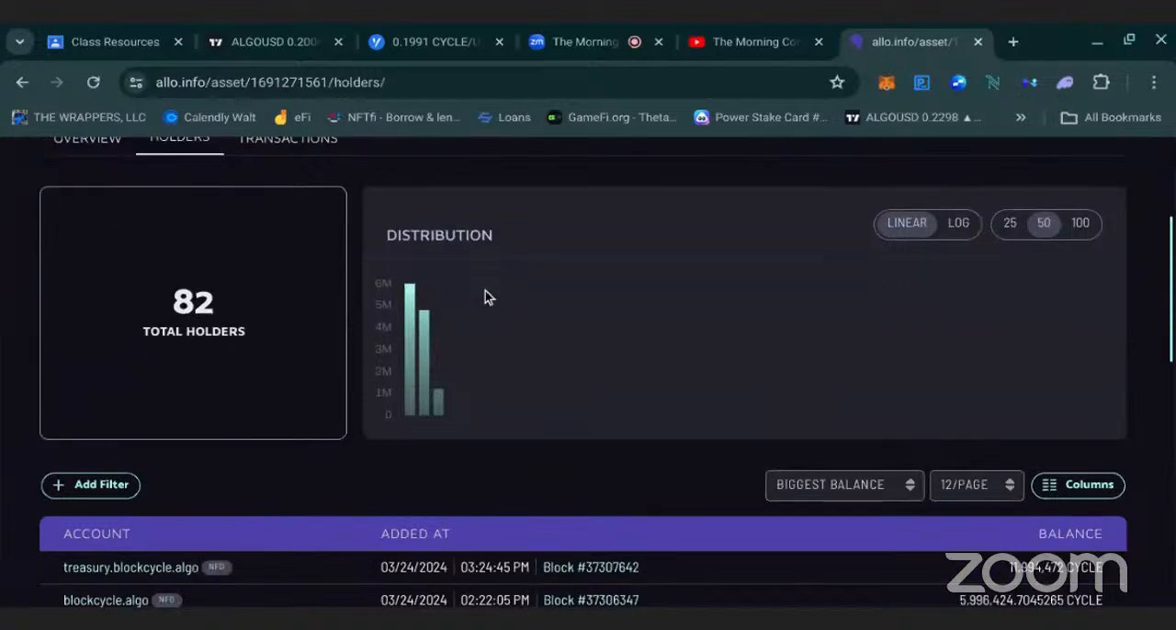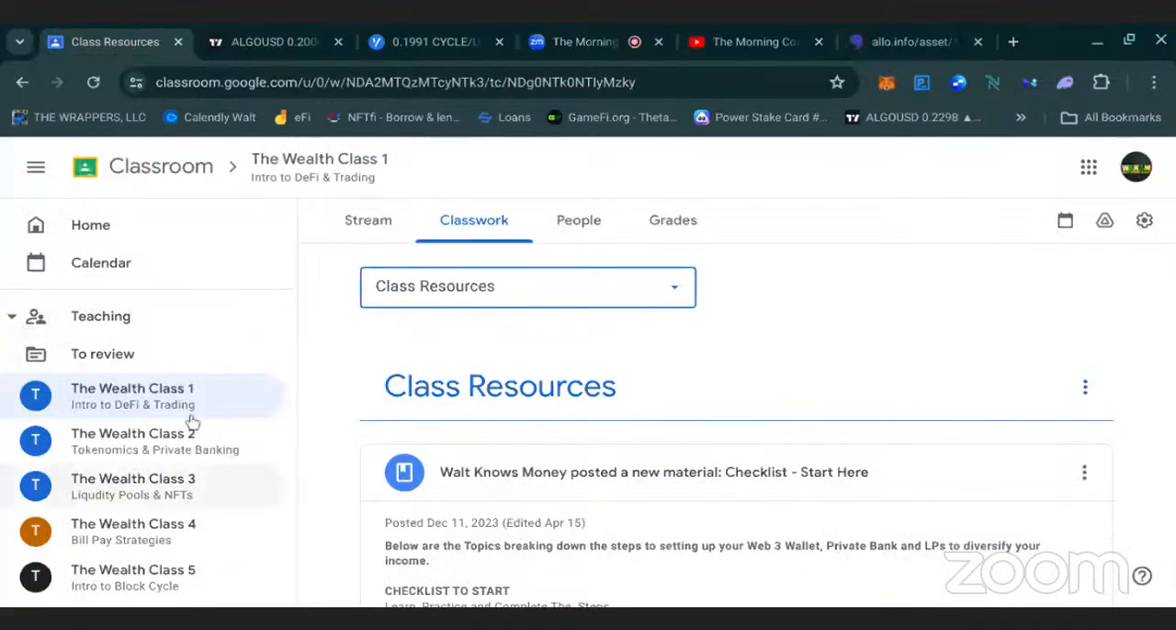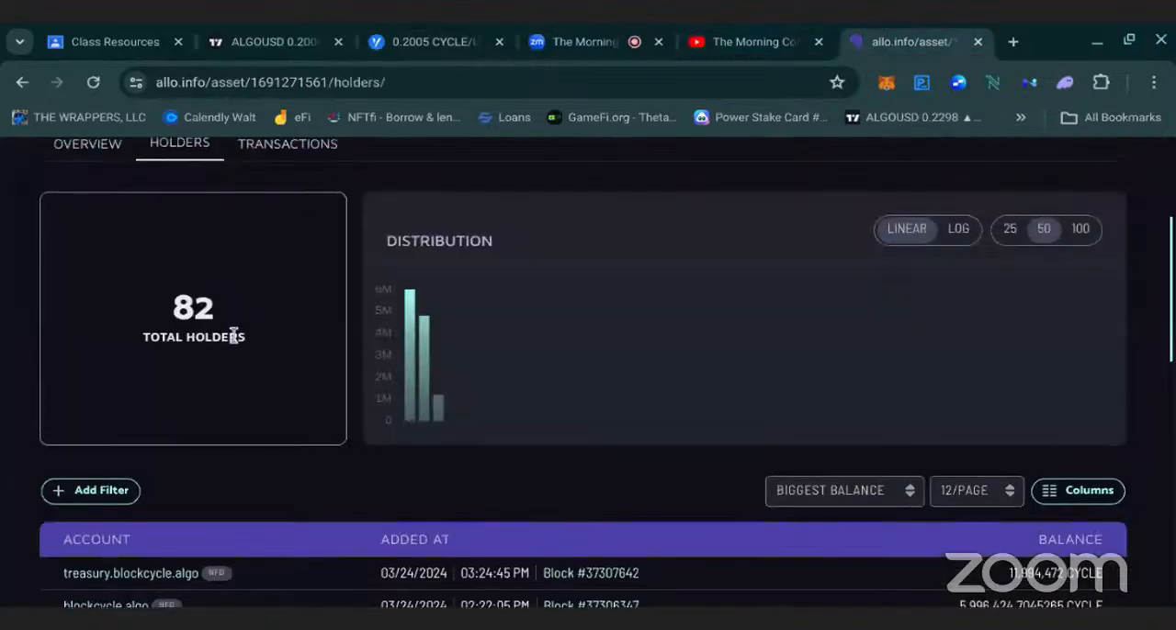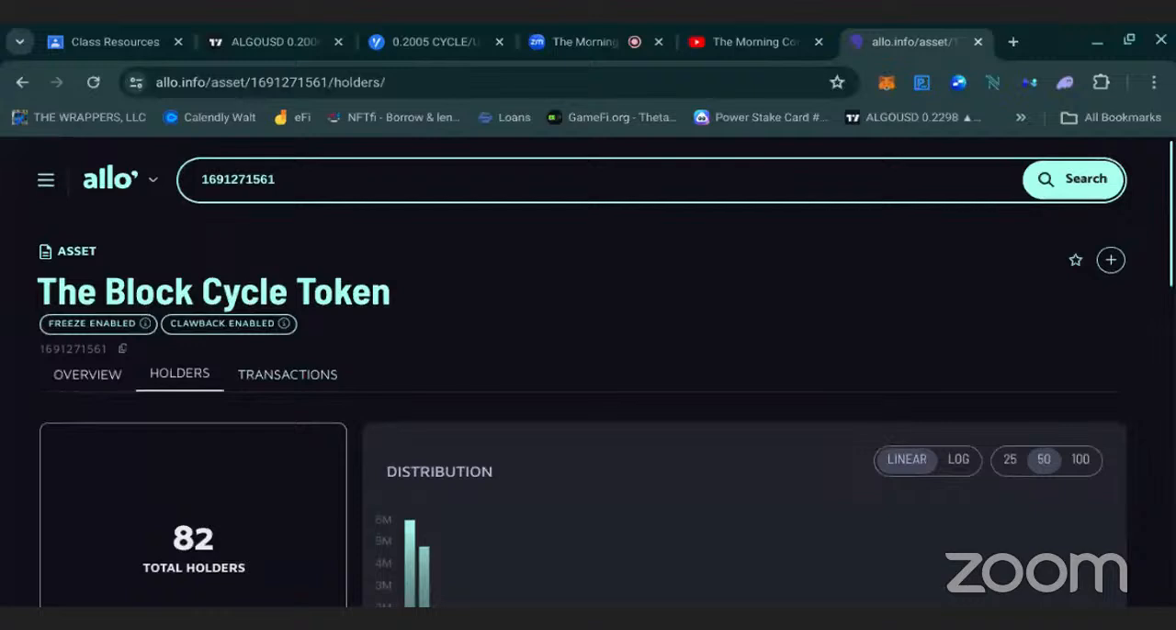And we have 82 holders so far. And this is another reason why I said we have to get everyone that's in class onto the blockchain. We have to get everyone that's in the Facebook groups and things like that, get them on the blockchain so that we can have these numbers to show, and then we can unroll some more of our plans.